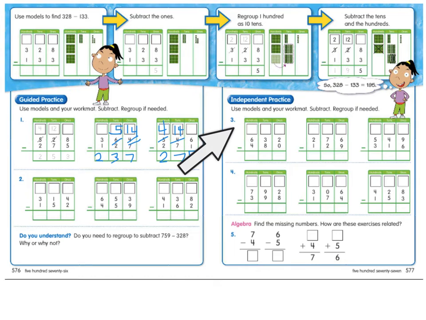All right, number 5, algebra. Find the missing numbers. How are these exercises related? 7 minus 4 equals, 6 minus 5 equals, then the next part says blank plus 4 will equal 7 and blank plus 5 will equal 6. Once you solve, think about how those are related. Go ahead and push pause. When you're ready, you can push play again and turn to the back.